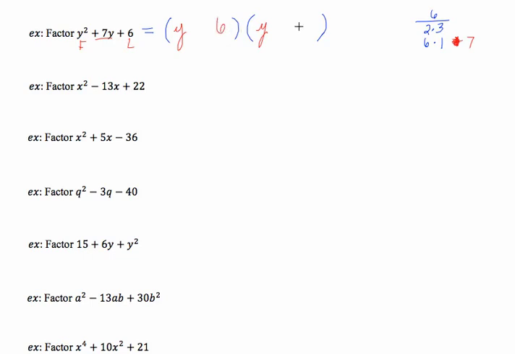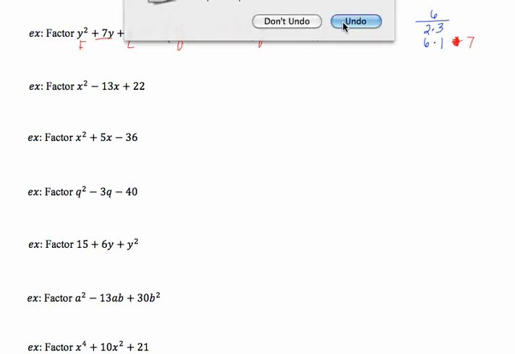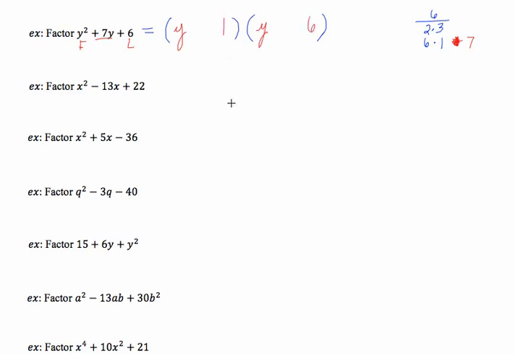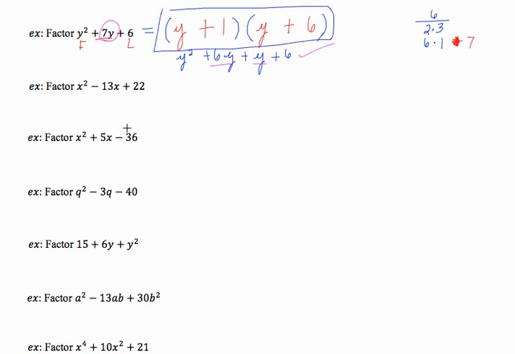It doesn't matter which one we put where. We could put 6 here and 1 here, or we could put 6 here and 1 here, because remember, order doesn't matter. And everything is positive, so we'll have positive, positive. Okay, now let's check. If we FOIL, we have y times y, which is y squared. Then the outside terms are y times positive 6 is positive 6y. The 2 inside terms are positive 1 times y is positive 1y. And the last 2 terms give you positive 1 times positive 6 is positive 6. And these 2 middle terms, 6y plus y, add to 7y. So this is correct. So the answer here is this: y plus 1 times y plus 6.